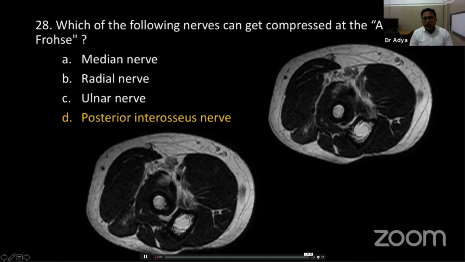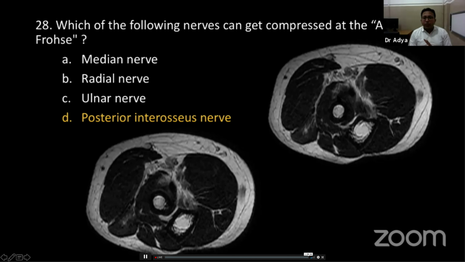The typical feature of this posterior interosseous nerve is that it is a pure motor nerve. So this compression neuropathy will not cause any pain, rather it will present as weakness of wrist extension. So this is the posterior interosseous nerve which gets compressed between the two heads of the supinator at the arcade of Frohse.